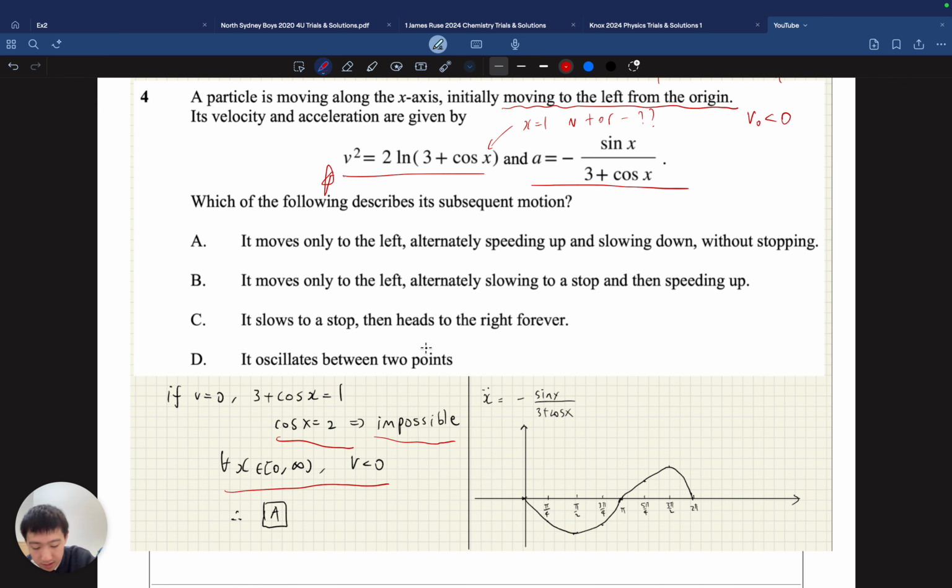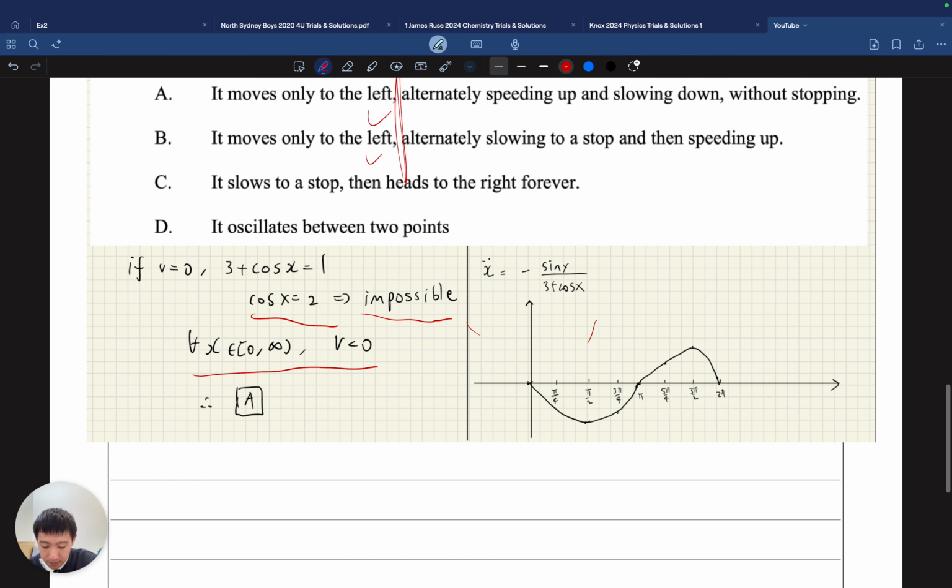So this is how we analyze this part of the question, and this part of the question should be easier. So we should know that it only moves to the left. It won't come to a stop, as we just analyzed, and it won't oscillate, which means at some point v equals 0, so this is also wrong.